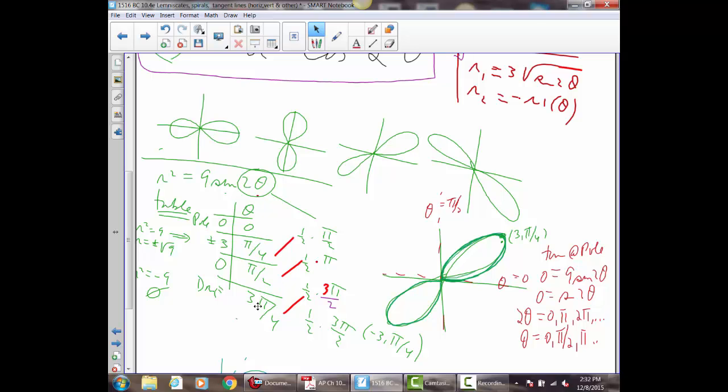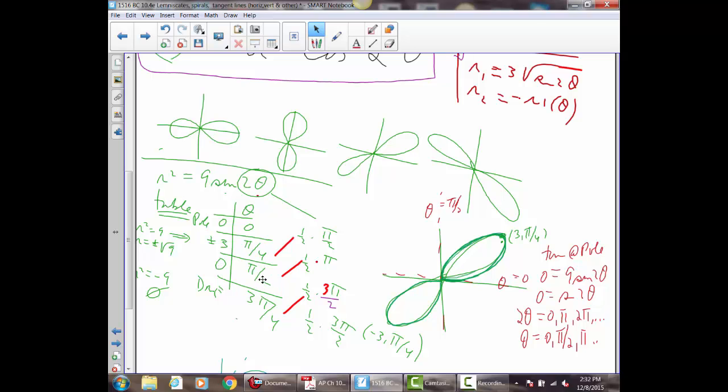That way, when you multiply them by 2, you will get the sine of 0 is 0. 9 times 0 is 0. R squared equals 0 means r equals 0, which is the pole. When you plug in pi over 4, this will become pi over 2. The sine of pi over 2 is 1, so you get r squared equals 9 times 1, which means r is plus or minus 3.